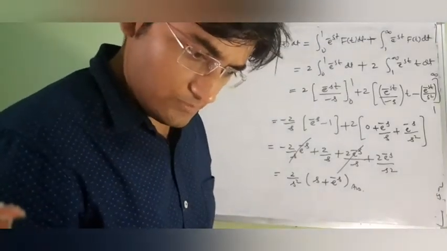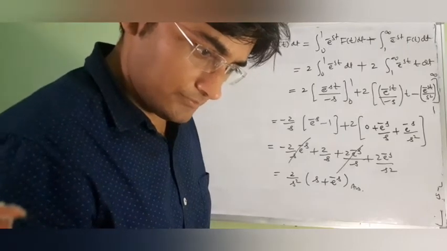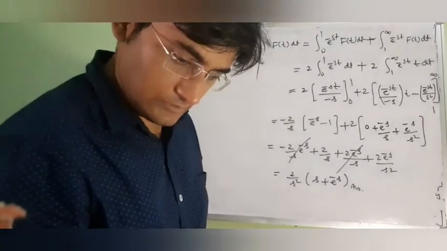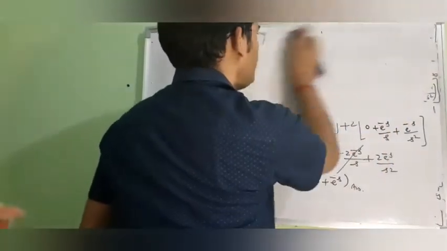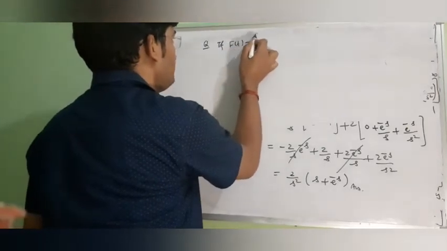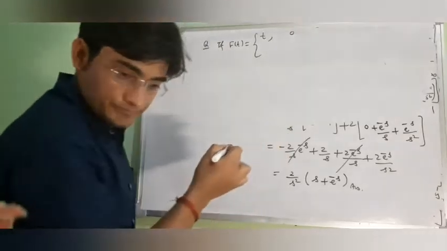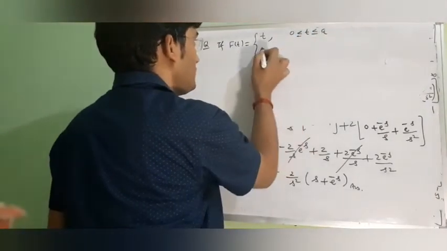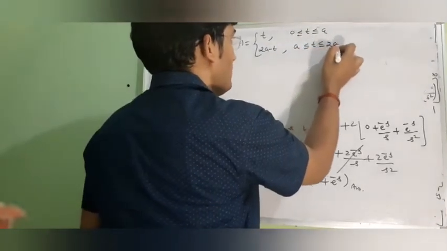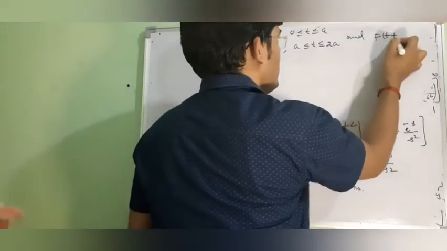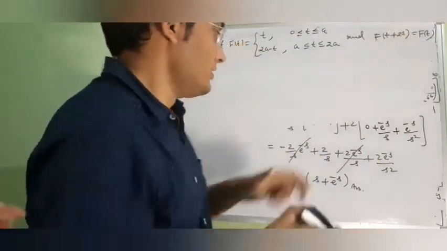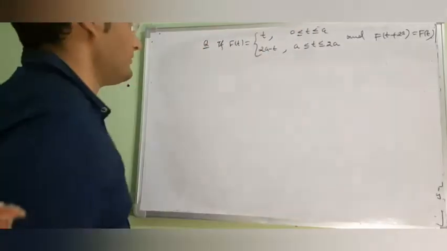Let us solve another question, which is the Laplace of the periodic function. So question: if f(t) is equal to t when t is between 0 to a, and this is 2a minus t whenever t is greater than a but less than 2a, and f(t plus 2a) is f(t), that means the function is periodic of period 2a, then you have to evaluate the Laplace transformation of f(t).